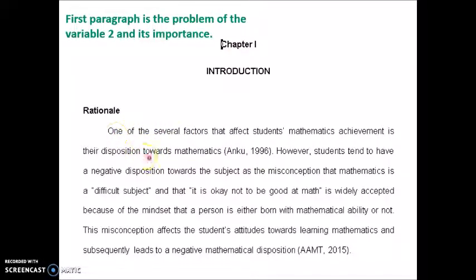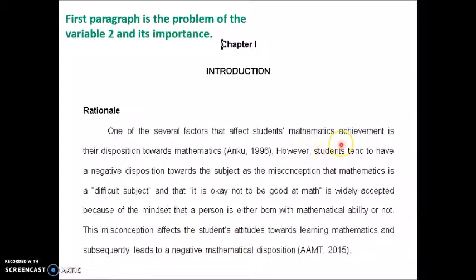So the first paragraph, or this paragraph, should be about the problem on mathematical disposition. So it says here, one of the several factors that affect students' mathematics achievement is their disposition towards mathematics. So this thought comes from Anko, 1996. However, students tend to have a negative disposition towards the subject, as the misconception that mathematics is a difficult subject and that it is okay not to be good at math is widely accepted, because of the mindset that a person is either born with mathematical ability or not.